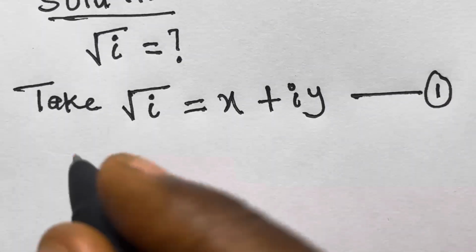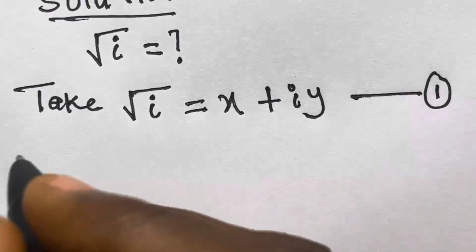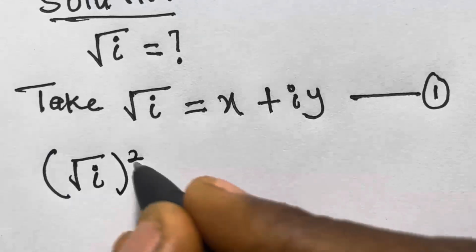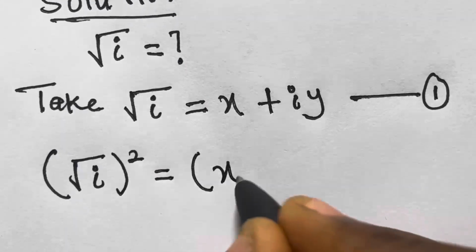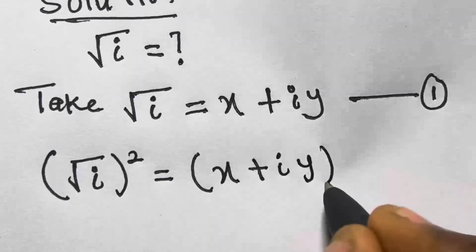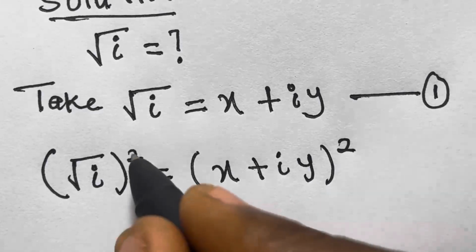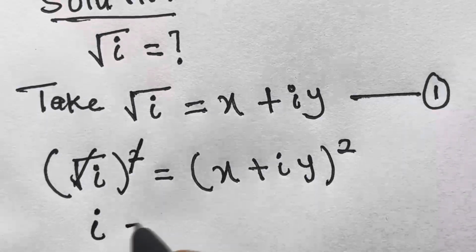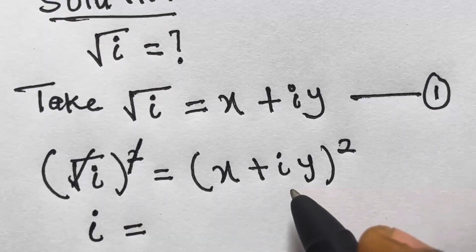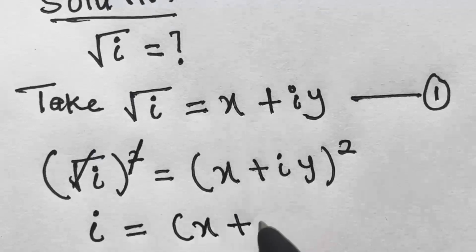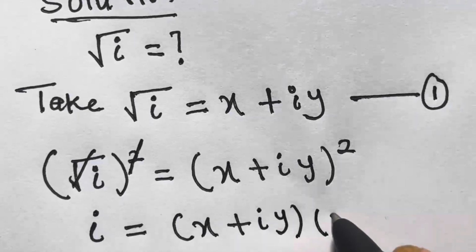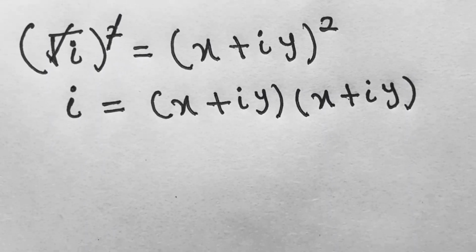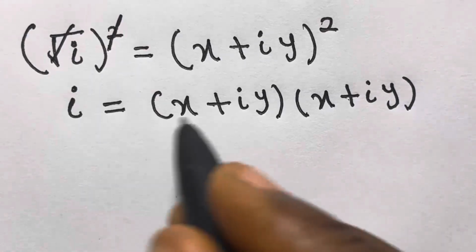So from here, if we square both sides, we will have (square root of i) squared equals (x plus iy) squared. So we know this, we cancel this. So we will have i left here equals, we have to expand this. So we'll have (x plus iy)(x plus iy). So this is an expression for that. And from here we expand this bracket.